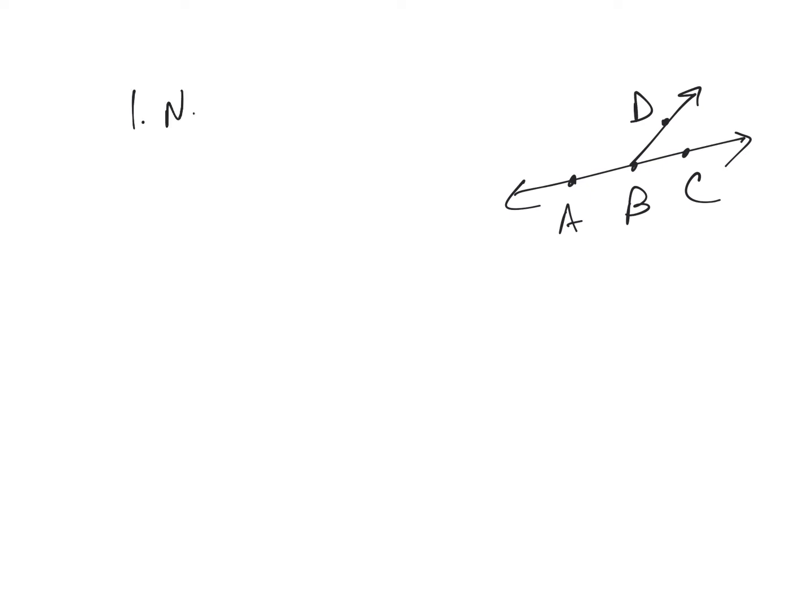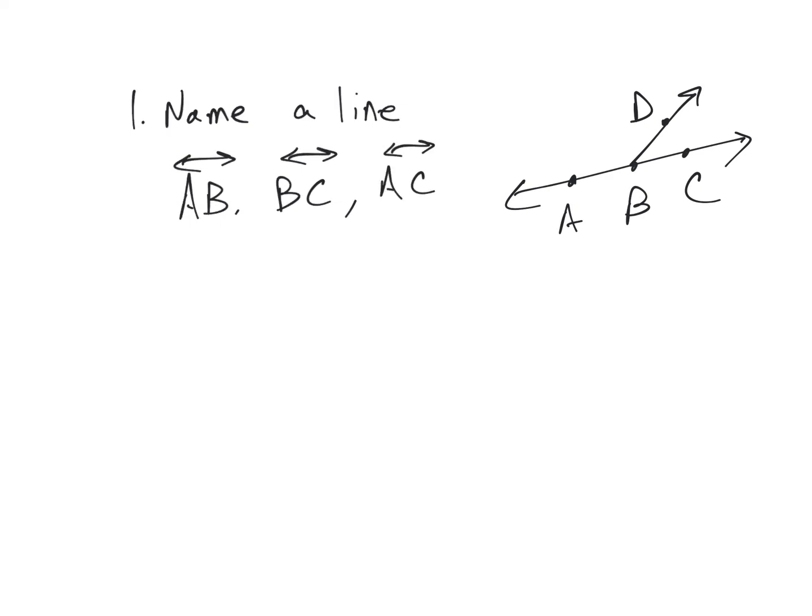All right, number 1. Name a line. There's 6 possibilities: line AB, line BC, and line AC, and you could switch the order of those 3 answers, and there you get 6 of them. Yeah? Do we need all 3 on the quiz? No. If I say name a line, just give me one. Okay?